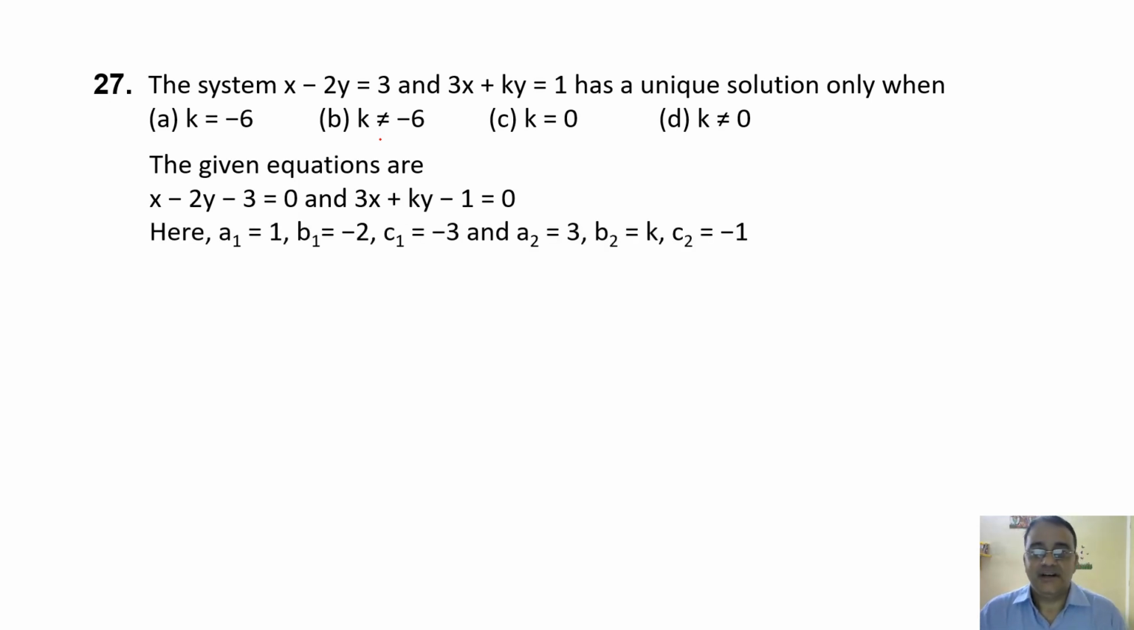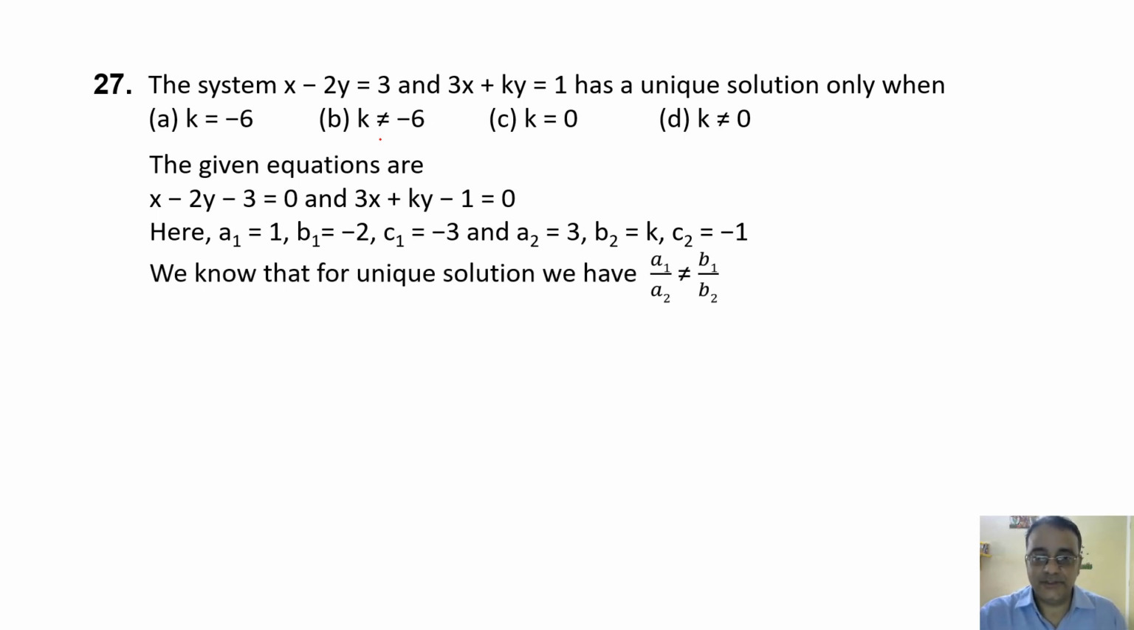So now the condition is given unique solution. So what is the condition of unique solution? a1 upon a2 is not equals to b1 upon b2. Very good. So now we'll substitute the value of a1 upon a2. What is a1 upon a2? 1 by 3, right. And b1 upon b2? Minus 2 upon k, right. So if you cross multiply, what you will get?